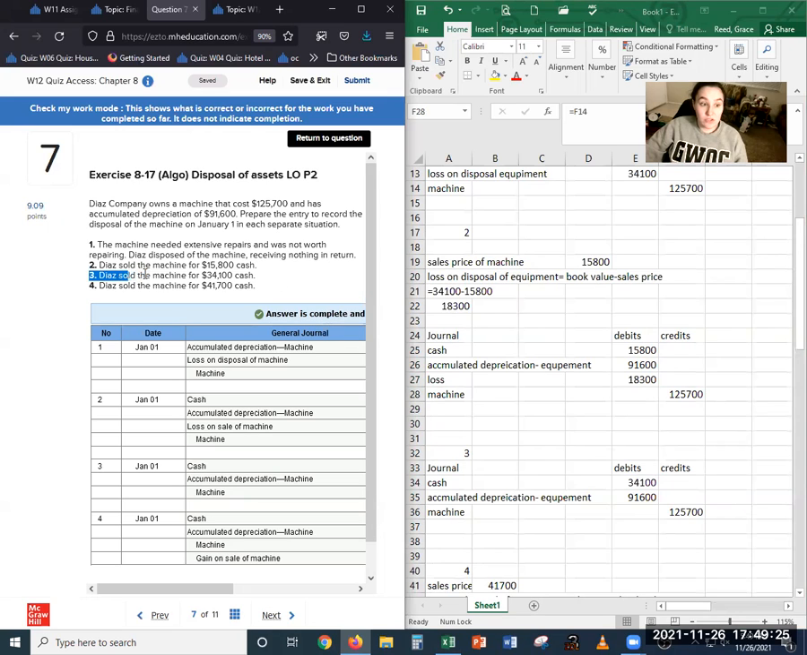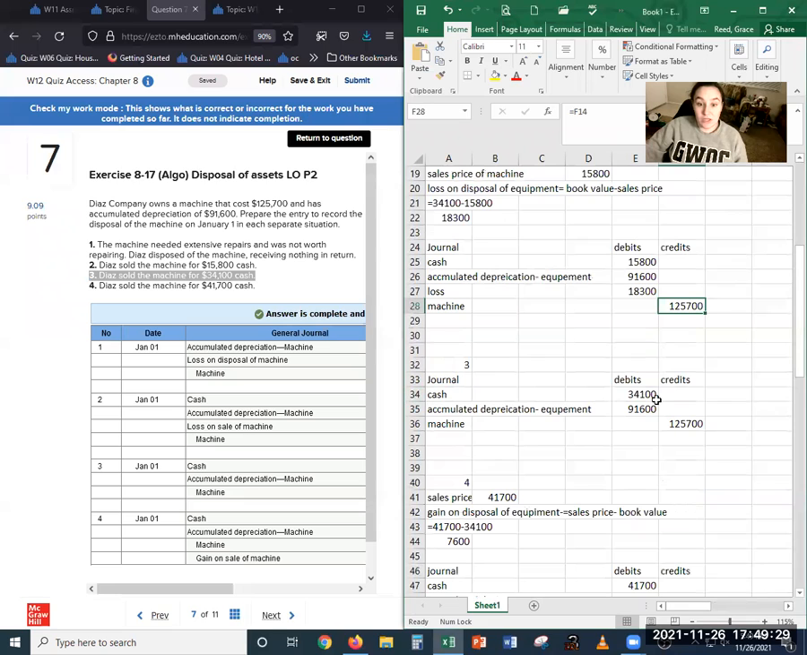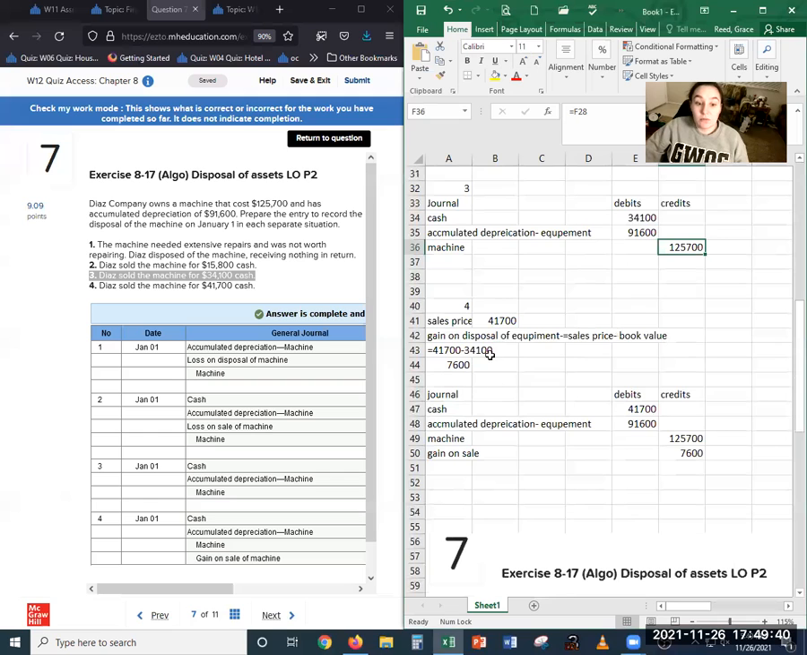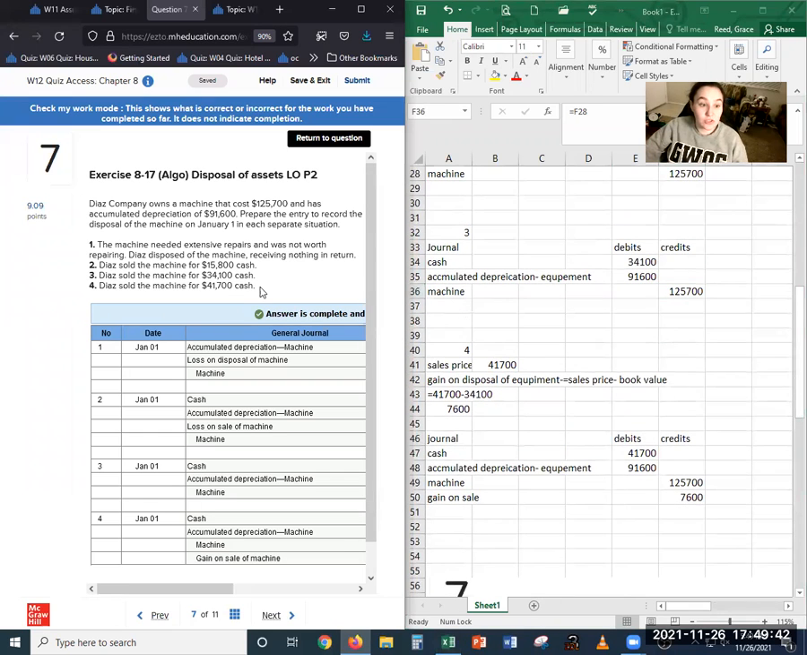In journal entry number 3, he sold the machine. So you just put it in cash, and then the cumulative depreciation and the machine cost. And that's how journal entry number 3 works. For journal entry number 4, he sold the machine for this amount of cash. And therefore you have the cash and you have the depreciation and you also have the machine, but you need to figure out the gain on the sale.